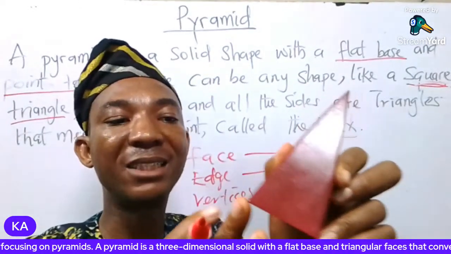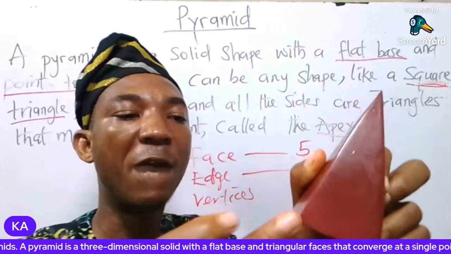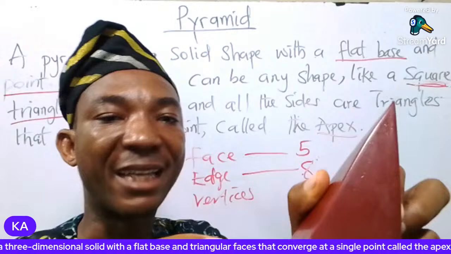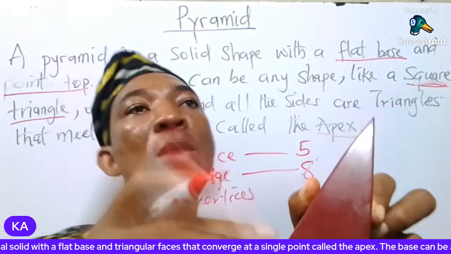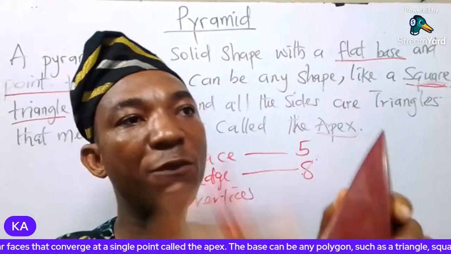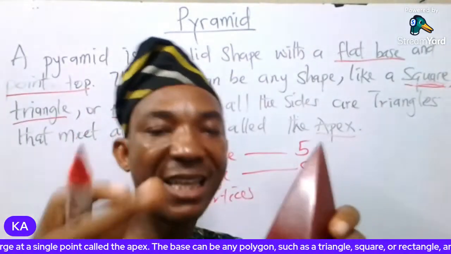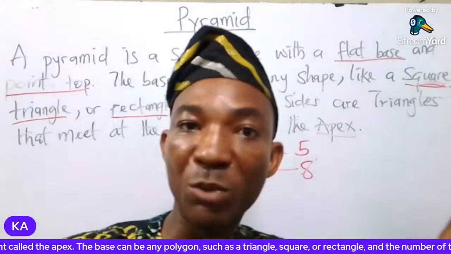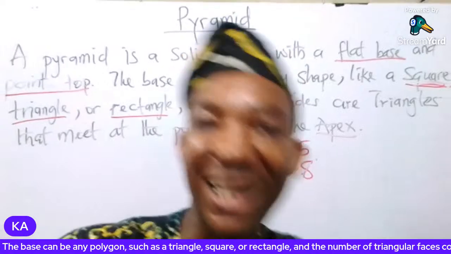This is also an edge. So therefore, this is a what? A vertex. When you have more than one vertex, you call it vertices. So vertex is singular, and vertices is plural. That means we can teach English in mathematics class.